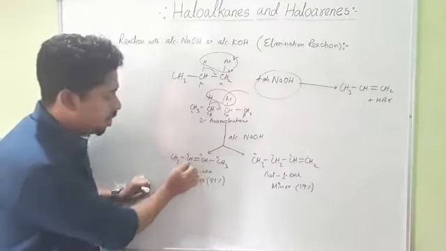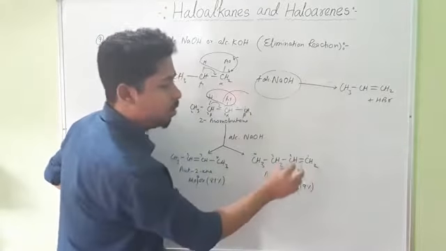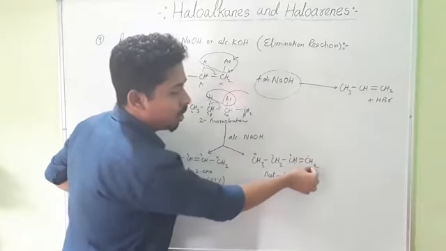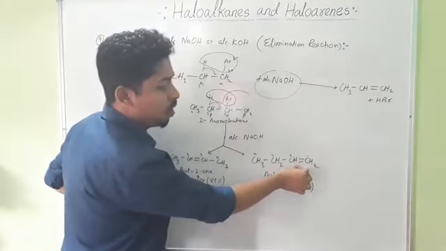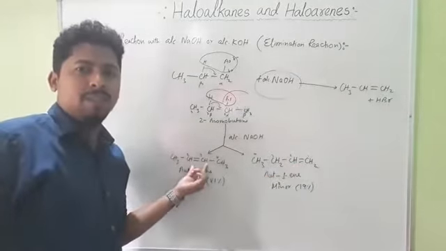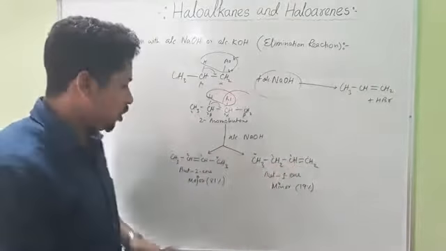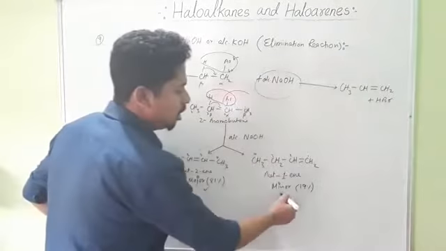So here two hydrogen, one hydrogen, two hydrogen. But in this alkene we have three hydrogens. Two hydrogens are attached with carbon number 1 and one hydrogen is attached with carbon number 2. This but-2-ene is more substituted, meaning it will have fewer hydrogens than this one. So this is the major product and this one is the minor product.